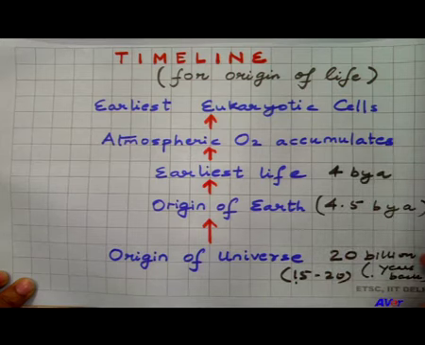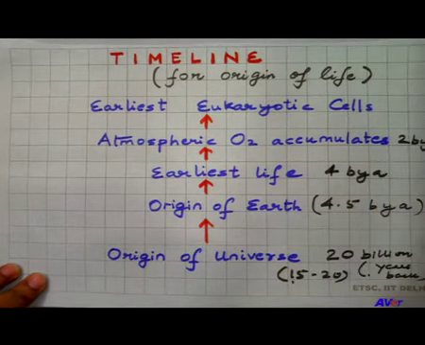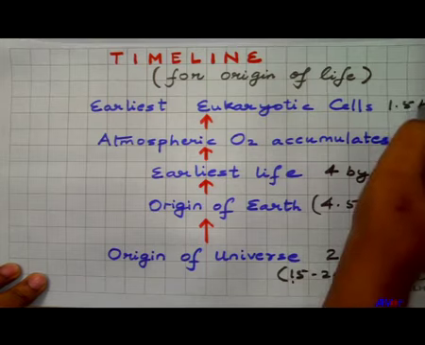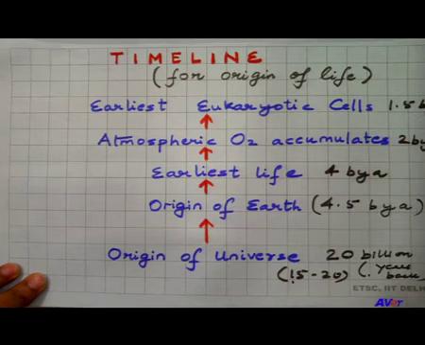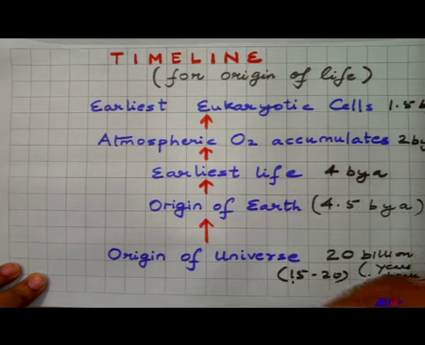And then slowly the atmospheric oxygen started accumulating into the Earth's environment, and this took place about 2 billion years ago. Then the earliest eukaryotic cells which emerged was about 1.5 billion years ago. So, you can see that this is the sequence of events which occurred after the universe was originated, universe began.